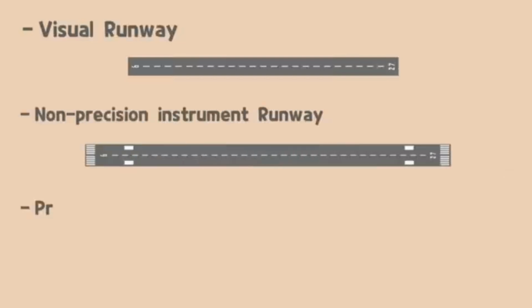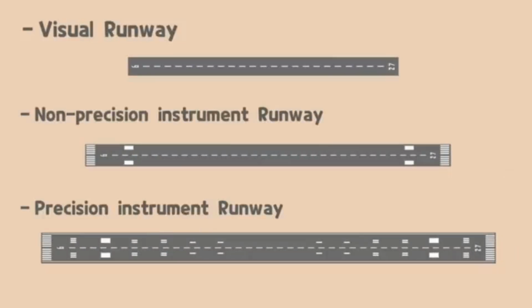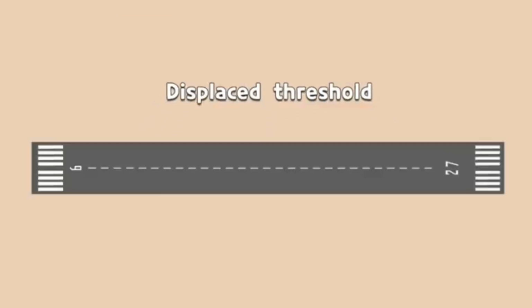So far, we have looked at the basic forms of marking for each runway type. And there is one more marking you need to know. You will be very familiar with displaced threshold. This means that the starting point of the runway is pushed further toward the direction where the aircraft is heading.